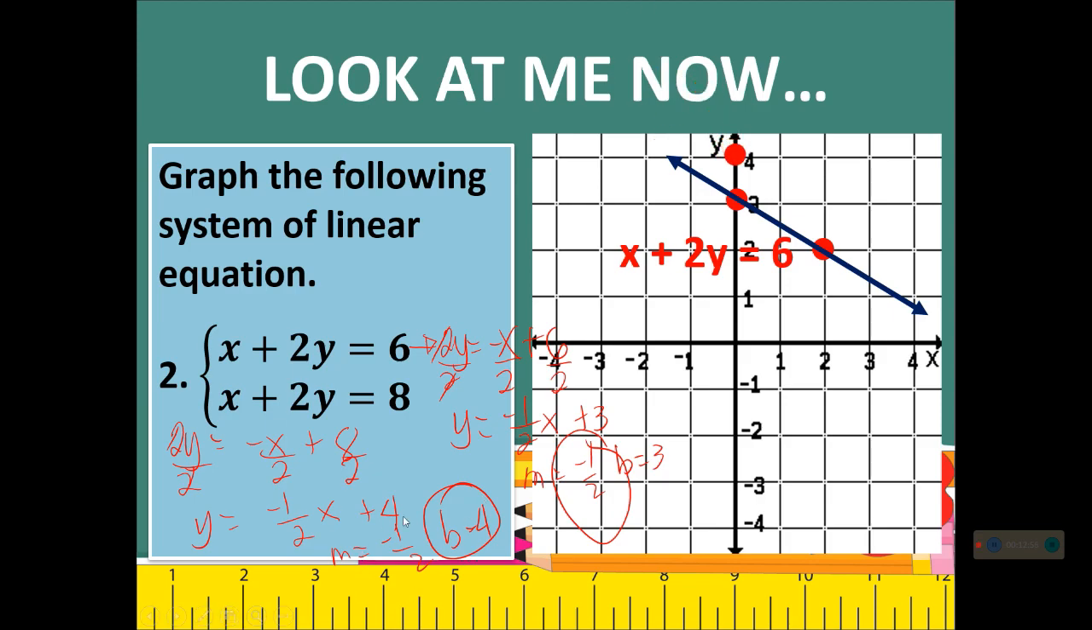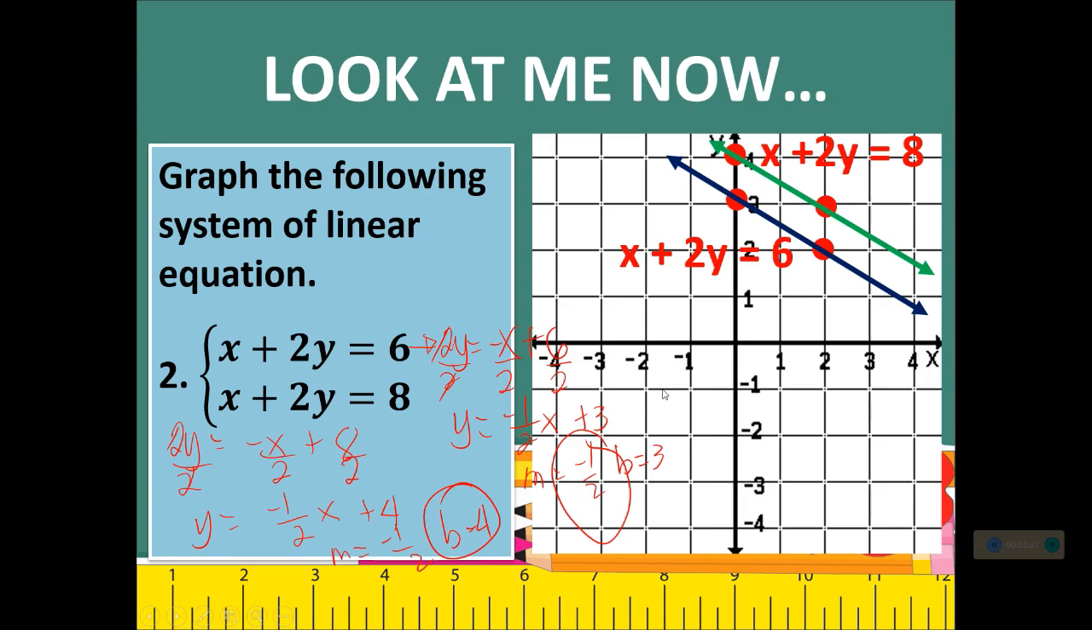Then use again the slope. So you will have negative 1 unit, so go downward, 1 unit downward. And then since our denominator is 2, or positive 2, you are going to count 2 units to the right. So 1, 2. So this will be the place for the second point. Then connect the points. Then label the points. And that will be the graph of the second equation, x plus 2y equals 8. So any question?